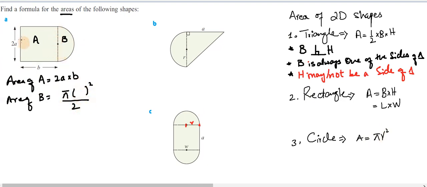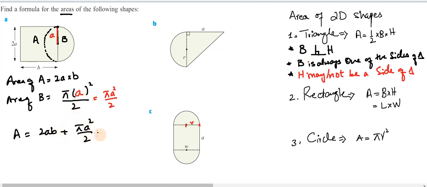Now, what's the radius here? This full length, starting from this end of the circle, going on to the other end of the circle, it's 2a, we call it the diameter, and half of that will be the radius. So if diameter is 2a, then the radius is a, and there we go. Total area, which turns out to be pi times a squared over 2. Now, if I were to find the formula for the whole of this shape, we simply add the two areas. It's 2ab plus pi times a squared over 2.